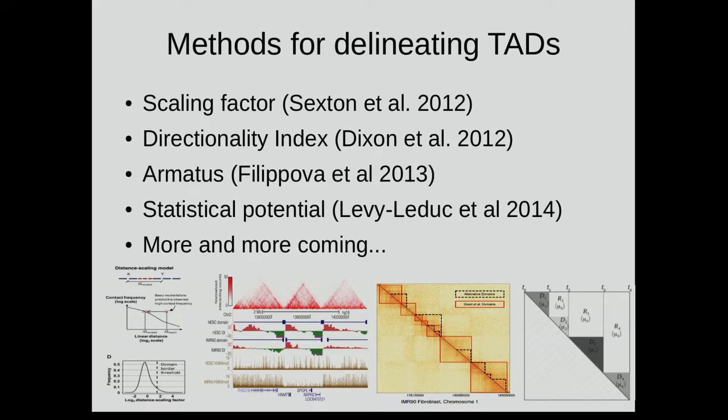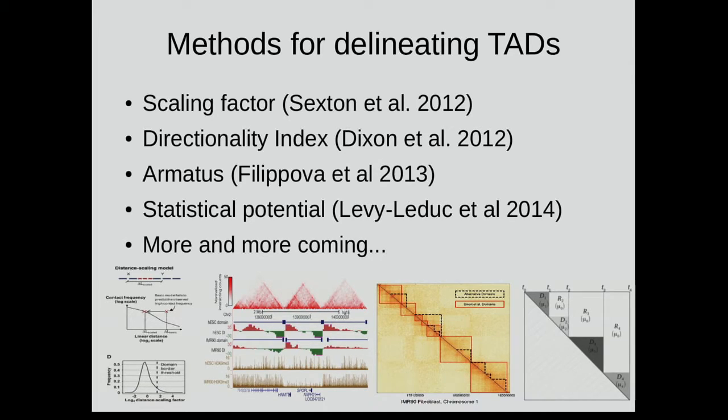So there has been a number of tools. I'm not trying to be comprehensive here, but it's definitely a large number of approaches that has been available. In particular, I would divide them into two groups. One of them would include the scaling factor, the directionality index, and the Armatus tool from Carl Kingsford group.